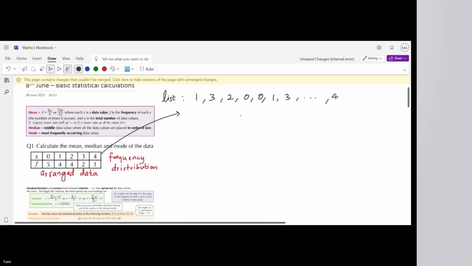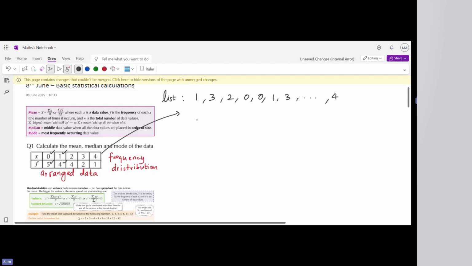So when we arrange the data in this form, it tells us how each value is distributed in the entire data set. If I write all the values here, then you will see 0 appears 5 times in this entire data, 1 appears 4 times in this entire data, and so on. But this is already given to us in a nice form.